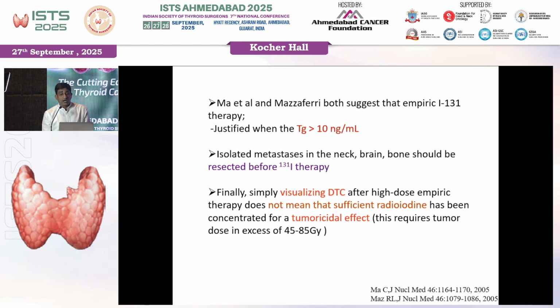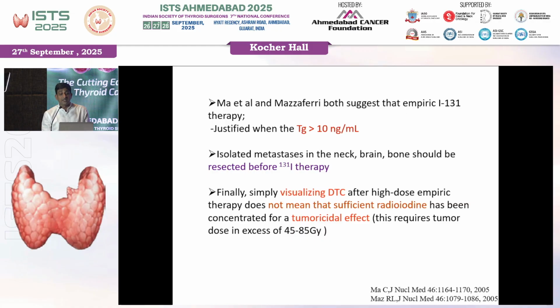Mac et al. both suggested that empirical iodine therapy is justified when the thyroglobulin level is more than 10 nanogram per ml. Then we advise empirical iodine 131 therapy. Isolated metastasis in the neck, brain, and bone should be resected before the iodine 131 therapy.